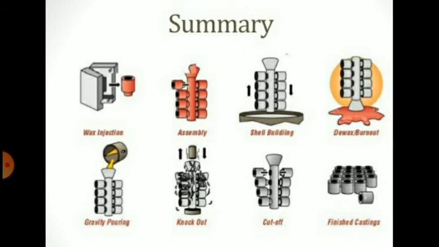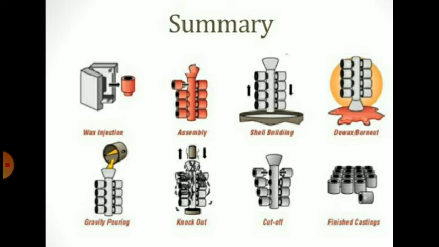Then in the next step, a metal flask is placed over the cluster or tree assembly with some backing material, and then it is heated in an oven. The dewaxing process is carried out after inverting the assembly. In the next step, gravity pouring: the molten metal is poured through the sprue, because after the wax is melted, the wax is removed from the mold.